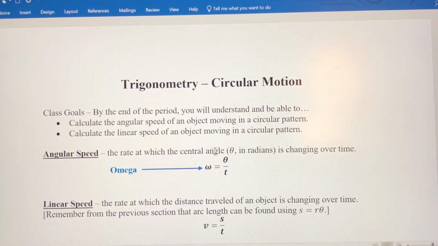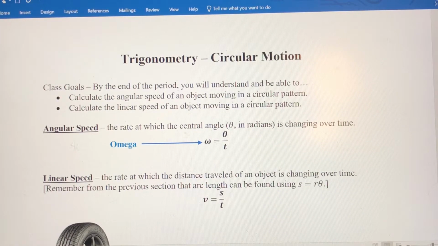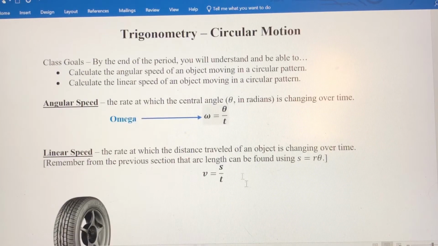Okay, so this is the second video on circular motion dealing with angular speed and linear speed. Just to revisit the formulas: angular speed, omega, is the angle in radians, which we call theta, divided by time. So the unit is always going to be radians per whatever unit of time we're dealing with.